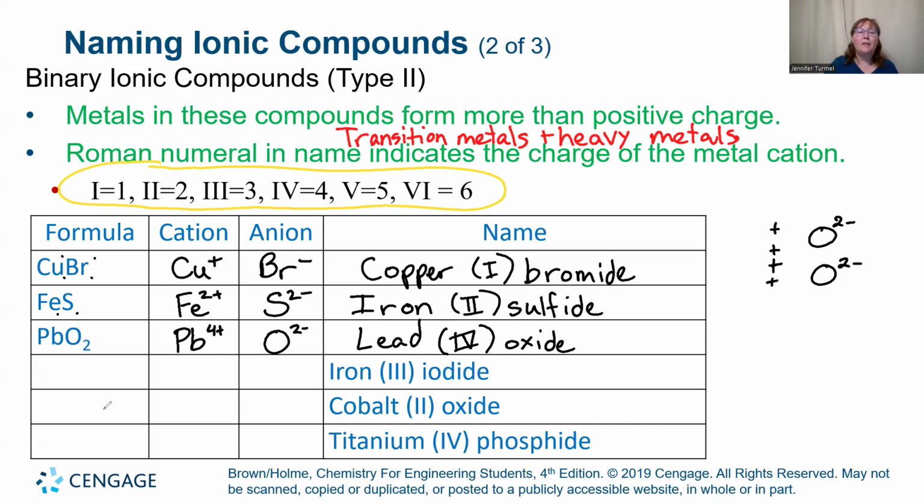Now it's all easier going in the other direction. Iodide, we know from our ion list, is I minus. Iron 3 just means Fe3 plus. I bring the 3 down, and so this becomes FeI3.